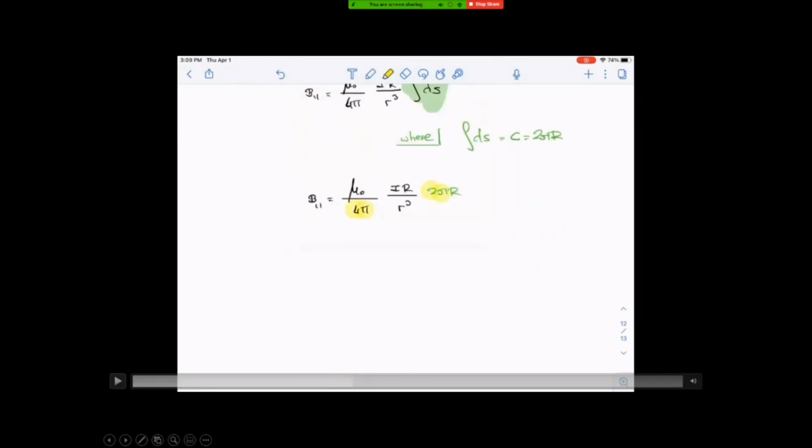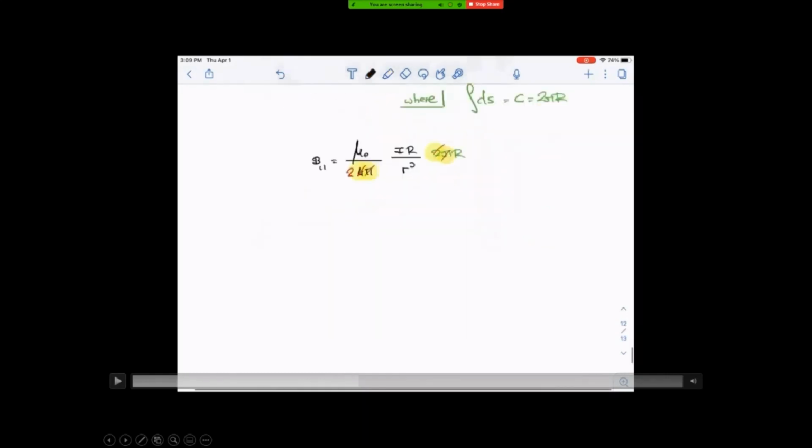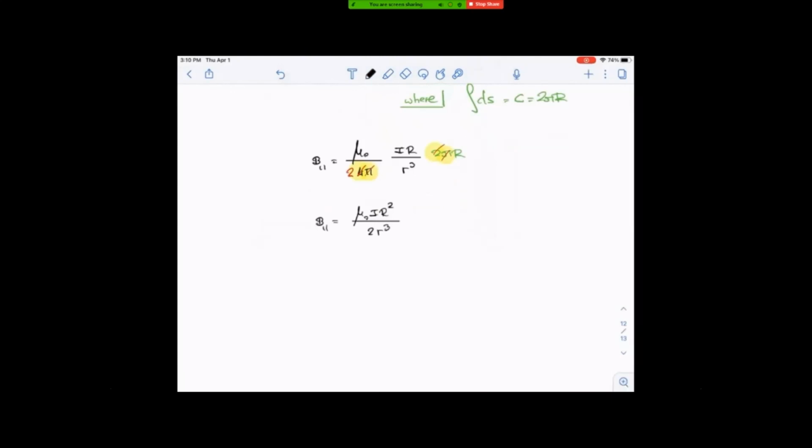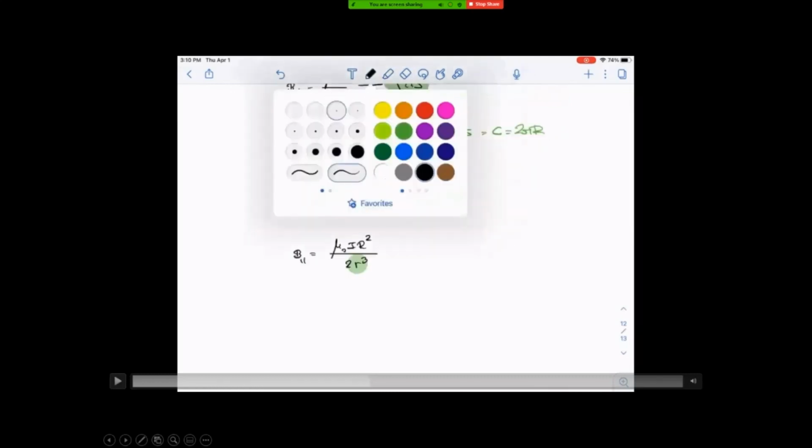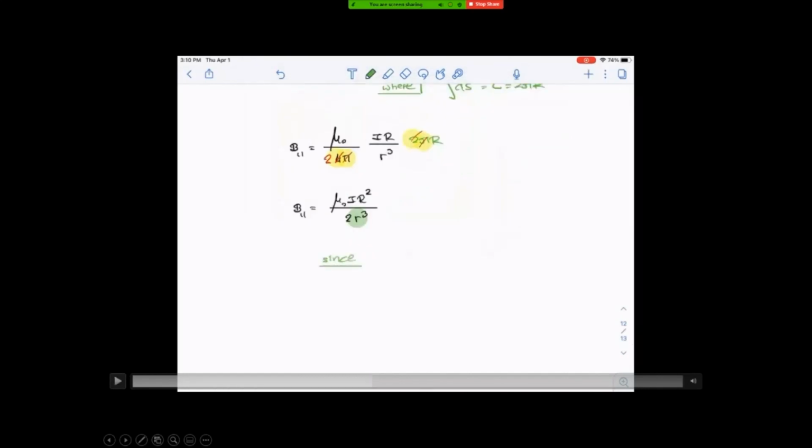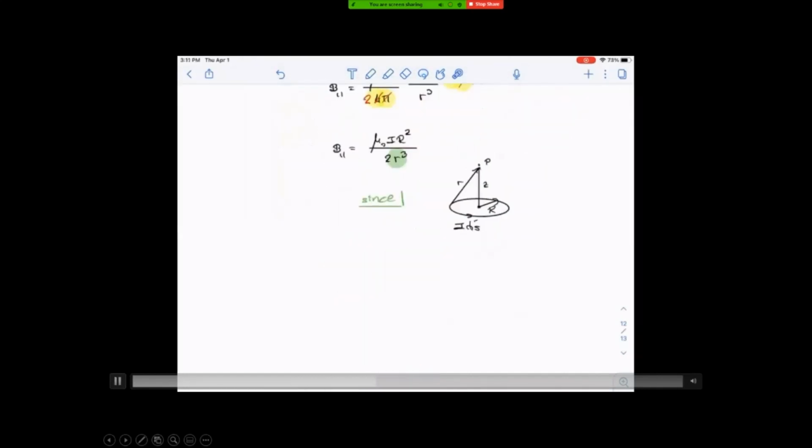I see a bunch of cancellations. So pi's, and then you have 2 canceling out of this. And then we have capital R and capital R, so it's going to give you a square. So here's the strength of the magnetic field right at the center of a loop, a distance R, radial, from it. This represents a position vector.